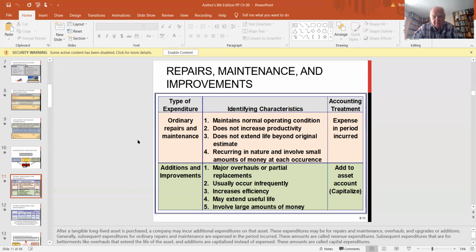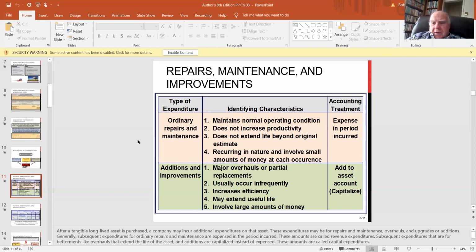That is not the same as an addition or an improvement. Here we're talking big money used to prepare a major overhaul or partial replacement of the equipment. It occurs infrequently, and it will increase the life and efficiency of the asset. And we're talking pretty good money.